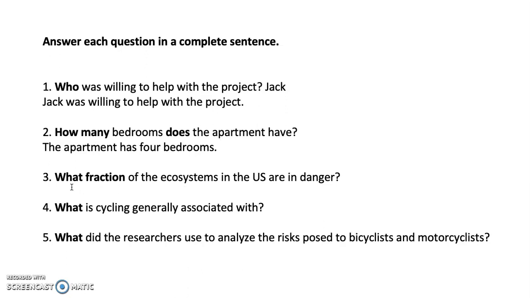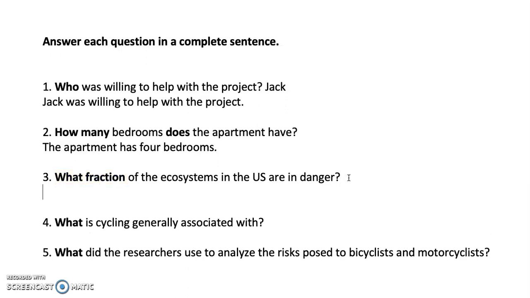It says, what fraction of the ecosystems in the US are in danger? We want to keep all of this because all of this is what the sentence is about. The what fraction, we're going to answer that part. So we can just go ahead. Let's say we know what the fraction is. Let's say it is about 1/4. That's the answer, but we need to include it in a complete sentence.